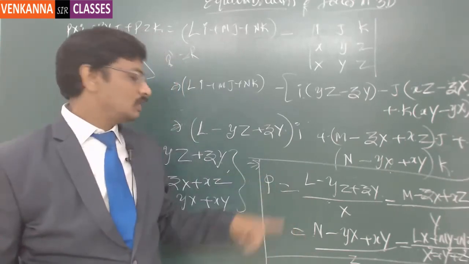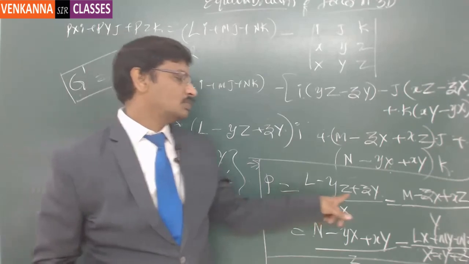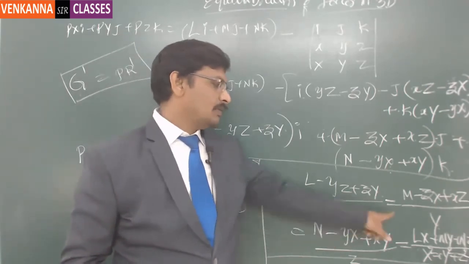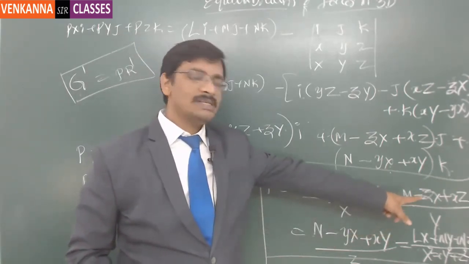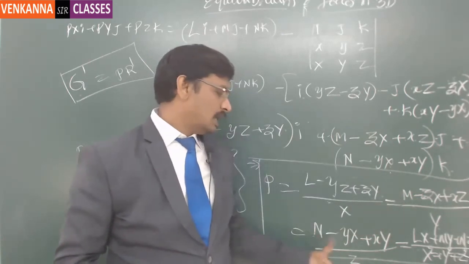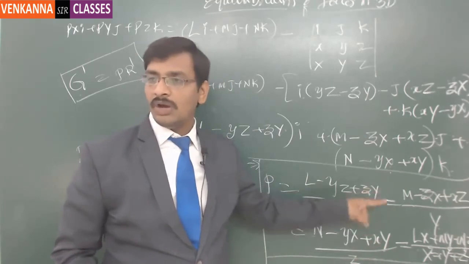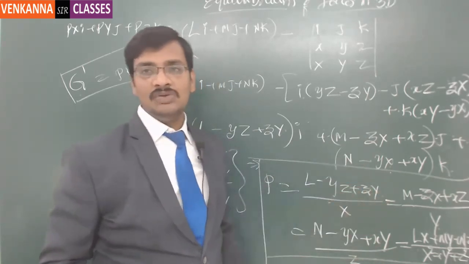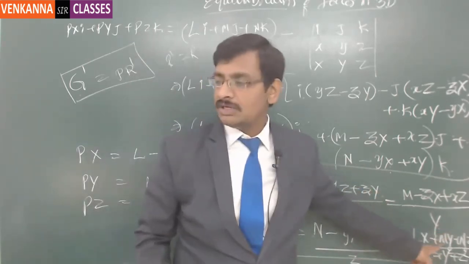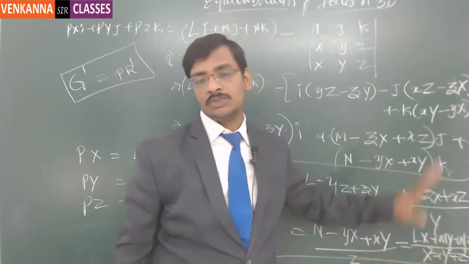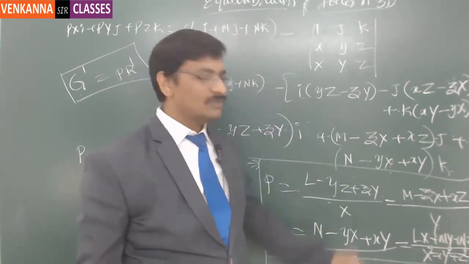So we are going to arrive at P is equal to (L minus yz plus zy) divided by x, equal to (m minus zx plus xz) divided by y, equal to (n minus yx plus xy) divided by z, which is equal to P. Actually we have already calculated P with the invariant values as (Lx plus my plus nz) divided by (x square plus y square plus z square). Got it? So this is the equation of the central axis.